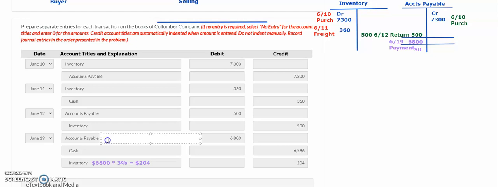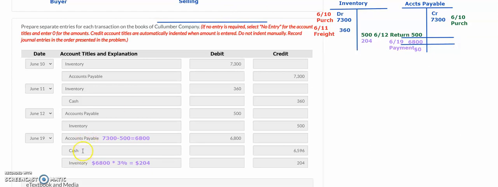So your accounts payable was only $6,800. So you're going to compute your discount based on the amount that you owe. And once you compute your discount, that's going to reduce your inventory balance. So that's the reason why we report that as a credit to inventory, because you actually didn't pay that full $6,800 for that inventory. You paid less for it. So you need to reduce that from your inventory account.